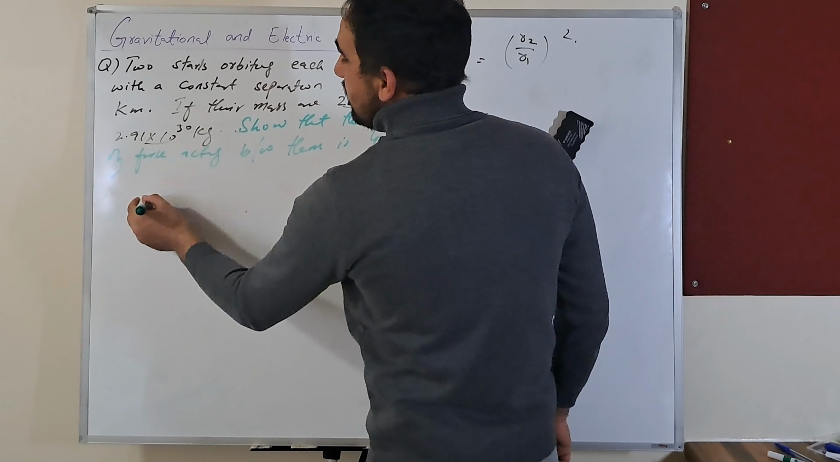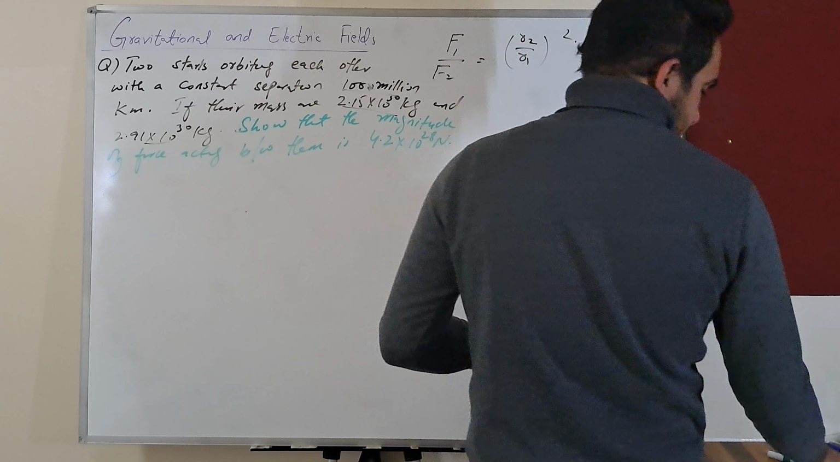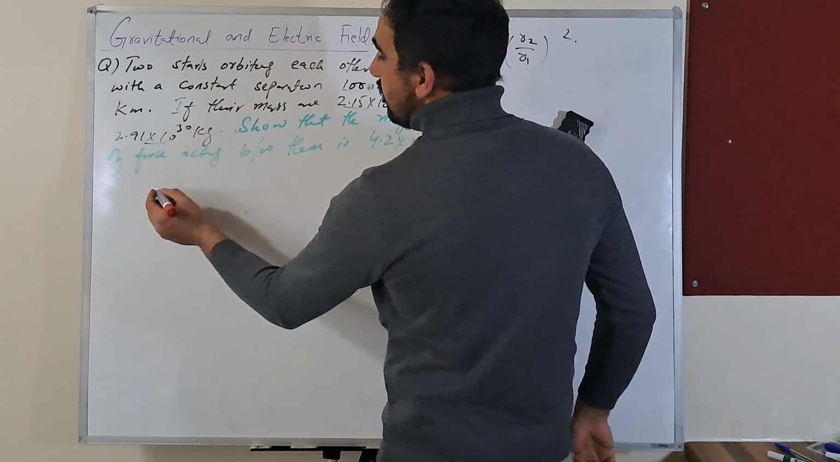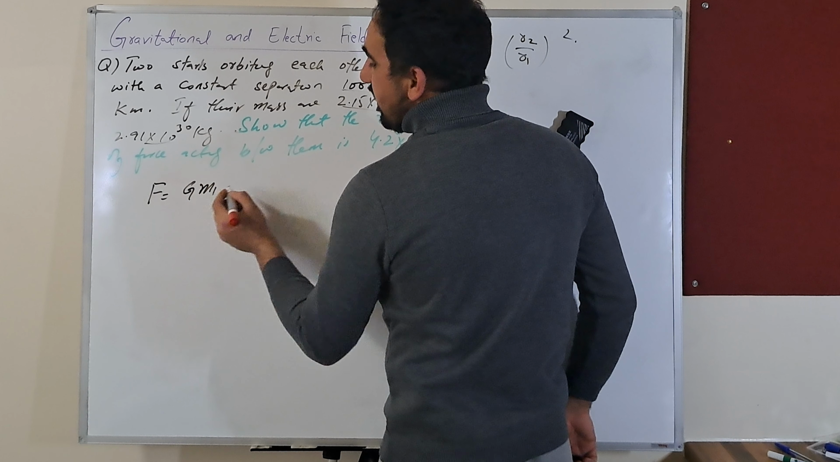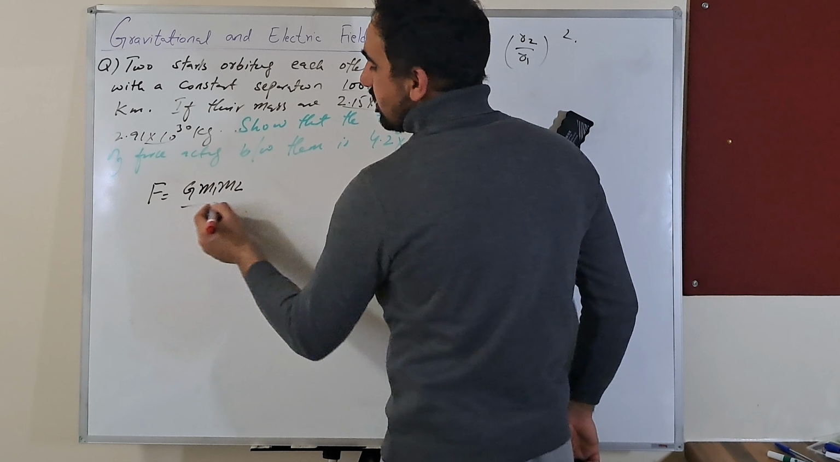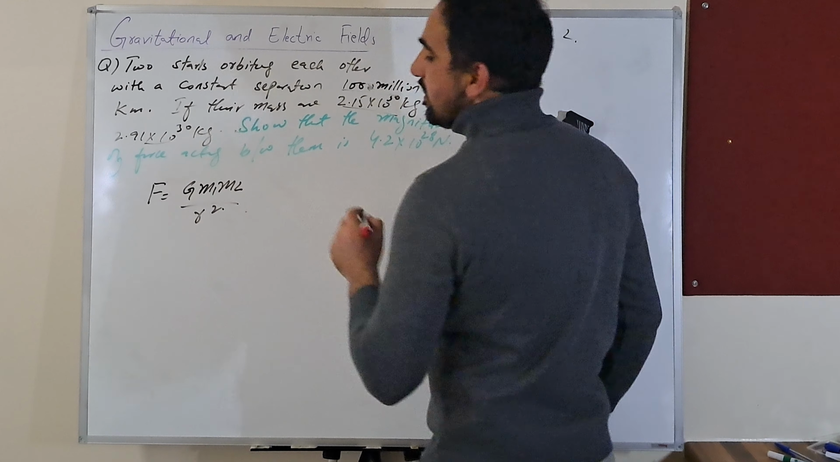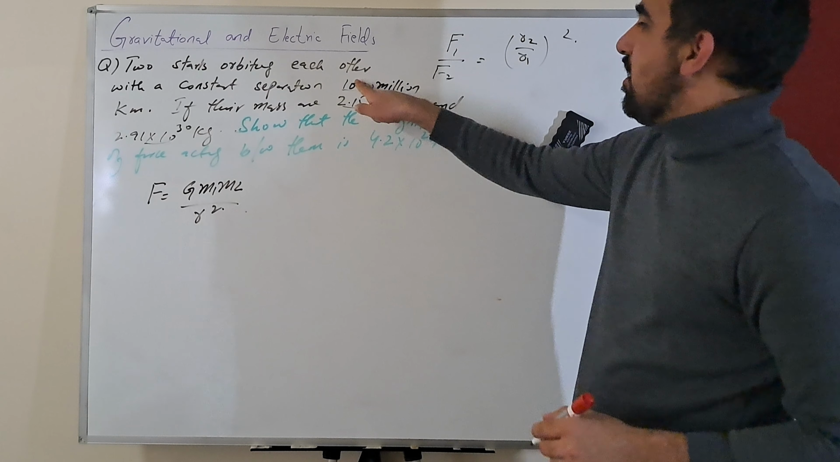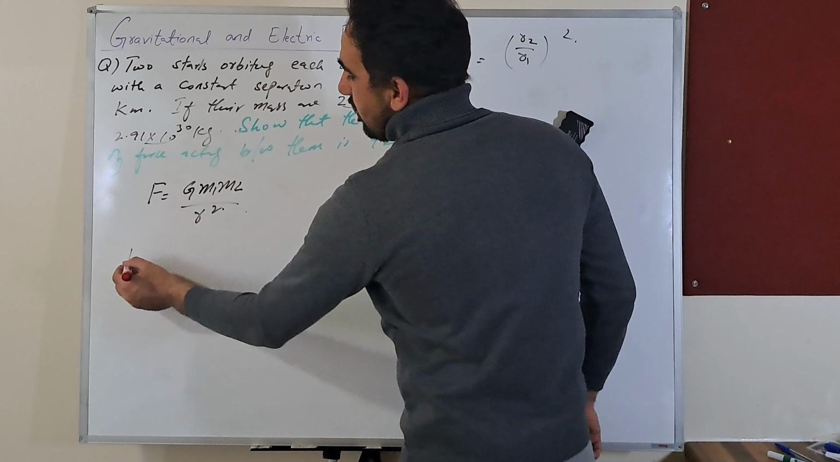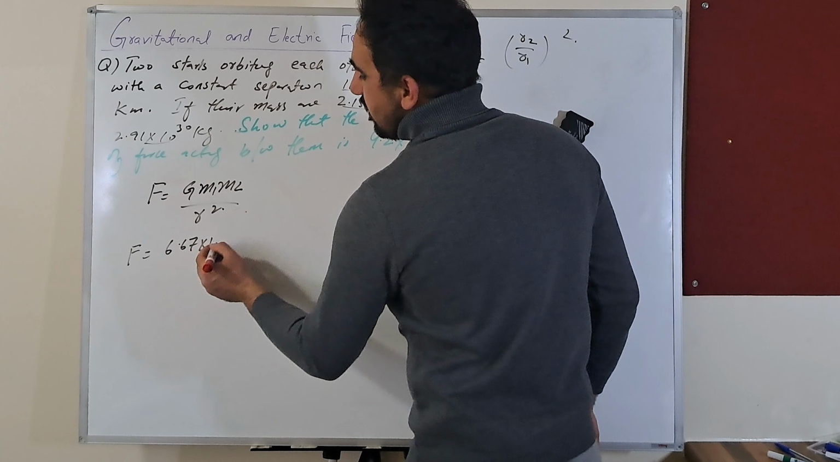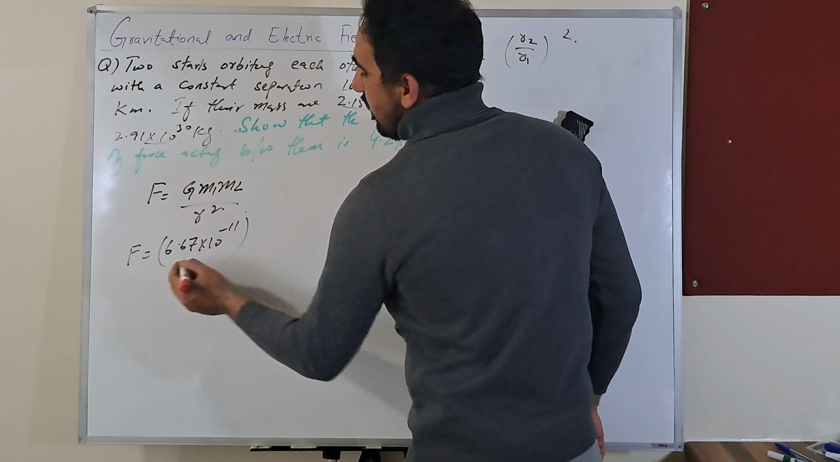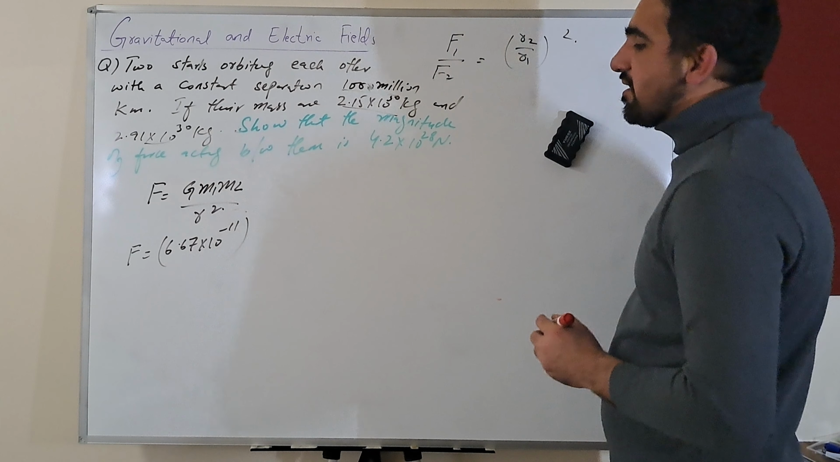So F is equal to, the force acting between the stars will be F equals G m1 m2, mass of first star times mass of second star, divided by the distance between the stars, center to center. So the distance is 100. Let's just put in the values. G is 6.67 times 10 to the power minus 11 newton meter square per kilogram square.